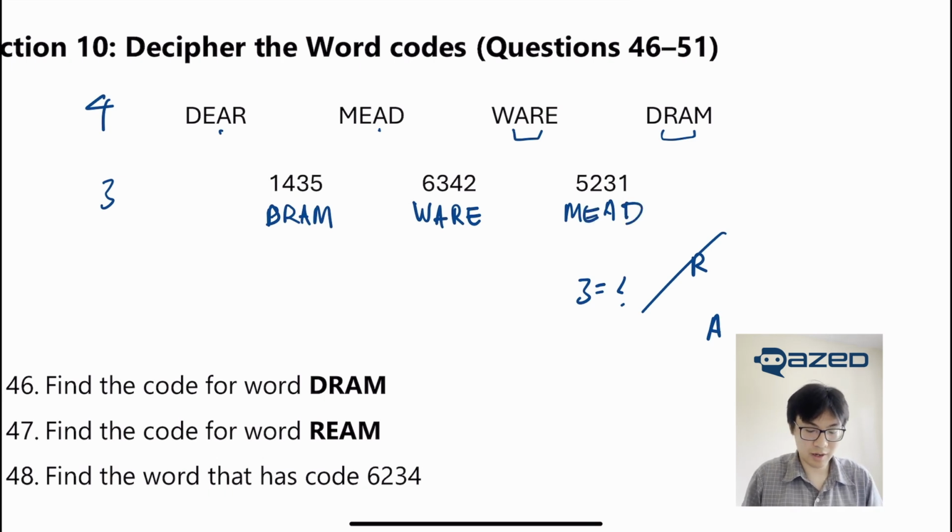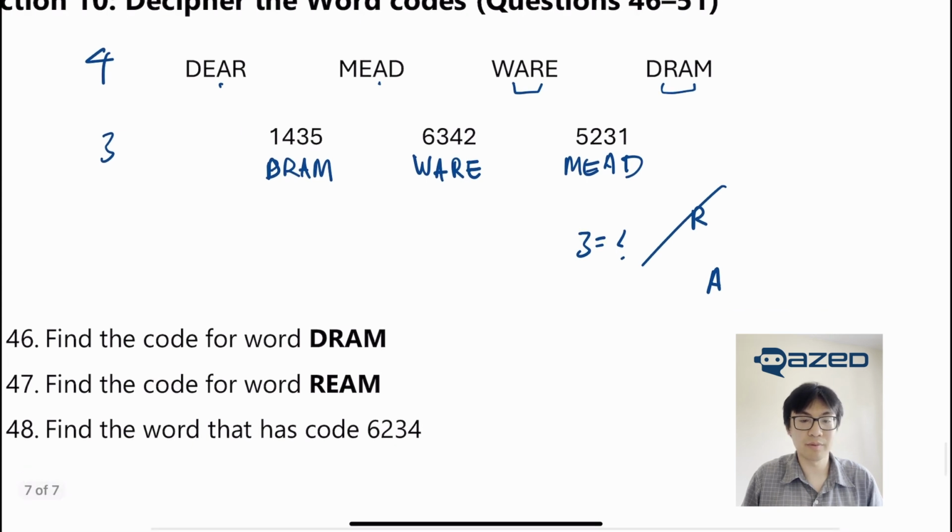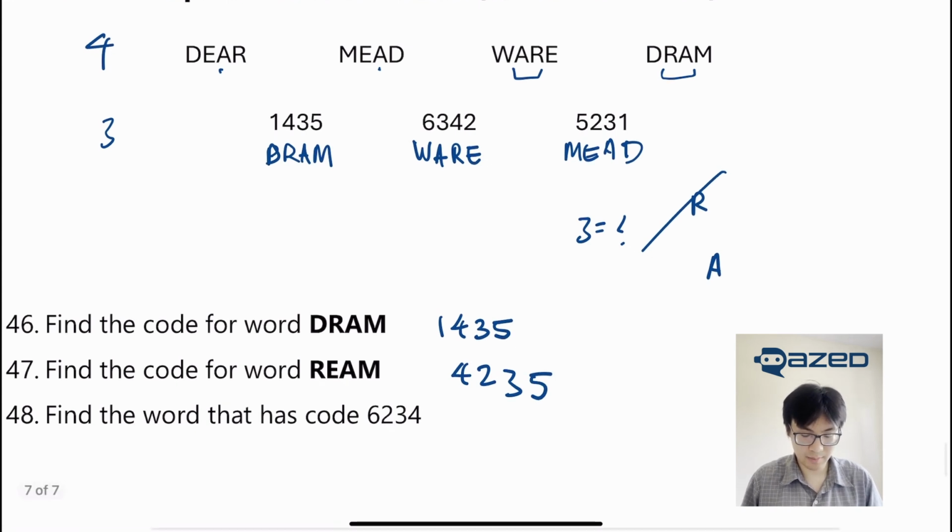We can straight away answer dram, 1435, sorry. And then ream would be 4235. And then 6234 would be, take this one, so it'd be WEAR, where, and to confirm that we got the right answer, that is a real word.